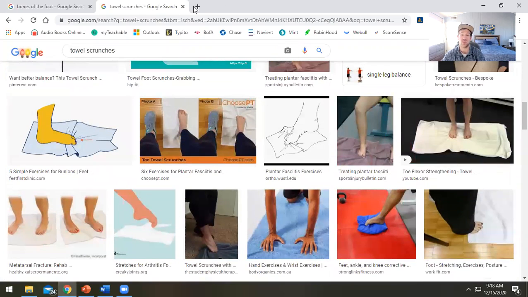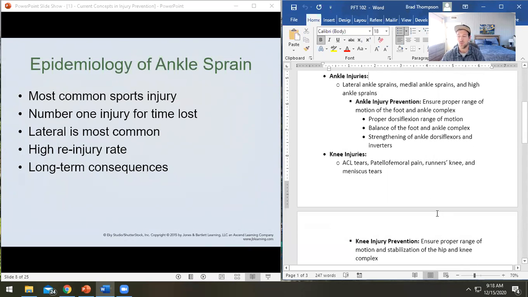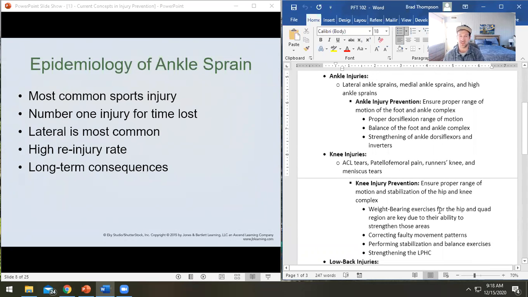And then anyway, so those are some really common ways to work on, if you got a client with plantar fasciitis, if you got a client with stress fractures, those are some things that you can do. So we're going to go ahead and apply that same logic to the rest of these injuries.